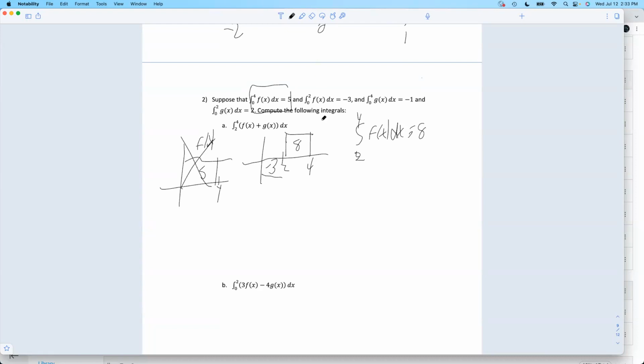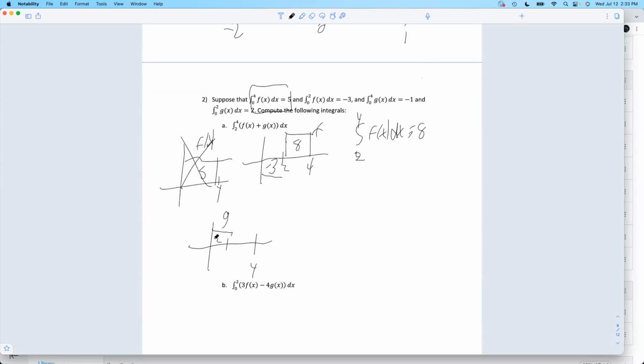Okay, now that was f. What about g? From 0 to 2 is 2. So this guy's up here somewhere. Here's g. The entire thing, if I go all the way up to 4, this entire area should be -1, my net area.